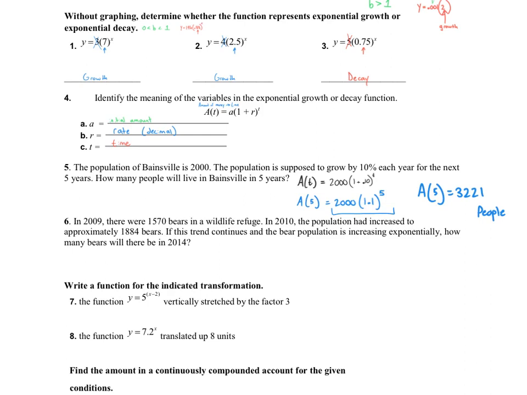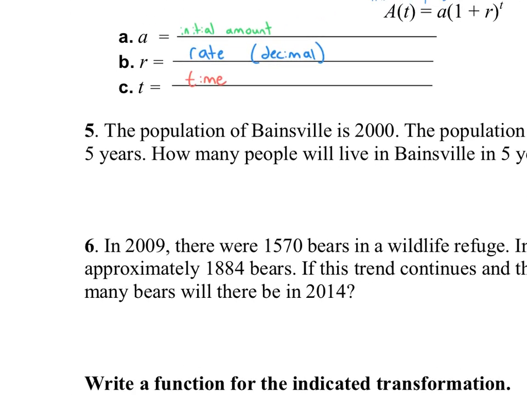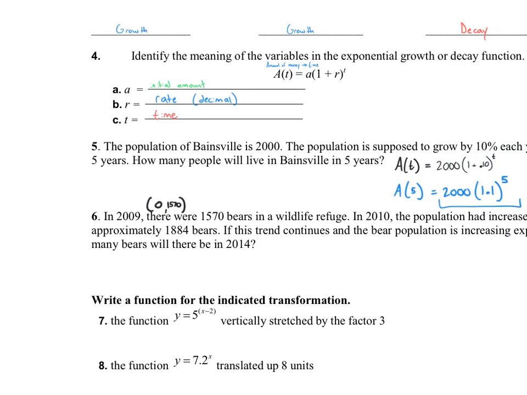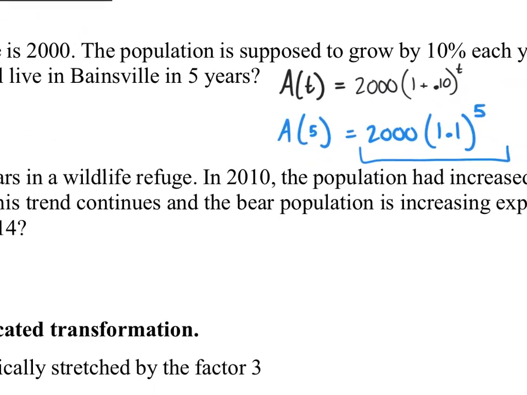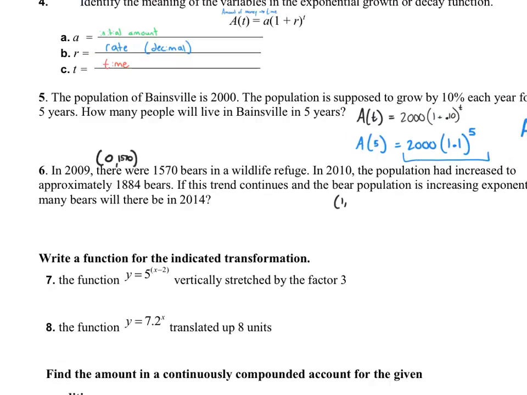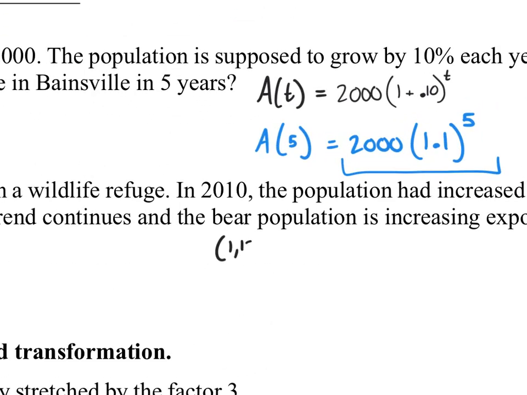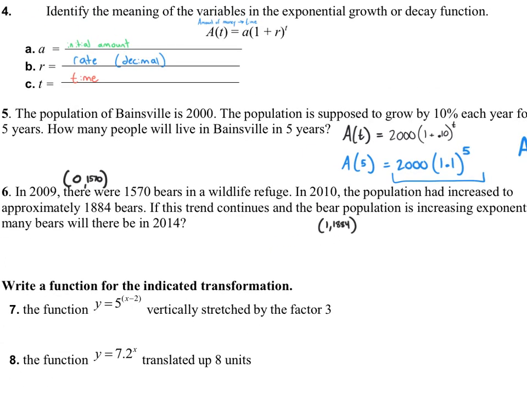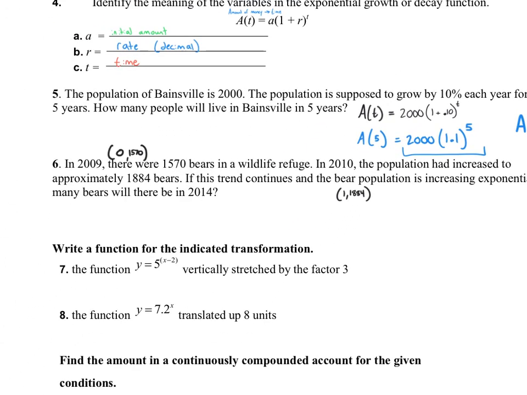We're going to have to go back and think about how we created exponential equations given 2 coordinate points. One key piece of information that we're going to want to talk about is this first point. We're going to want to set it up as year 0. We're going to count 2009 as year 0. And there were 1,570 bears. And then in the next year, so in 2010, so 1 year later, there were 1,884 bears.